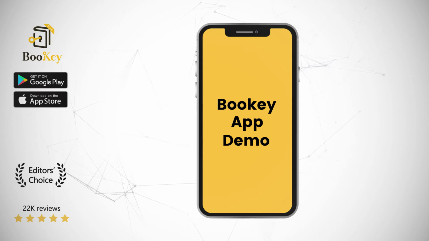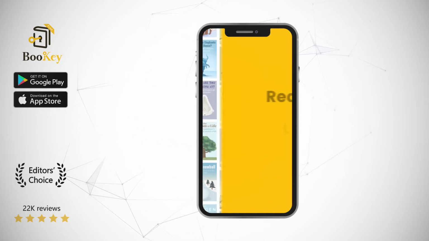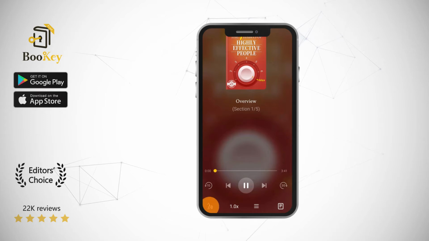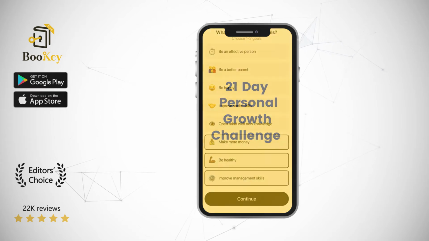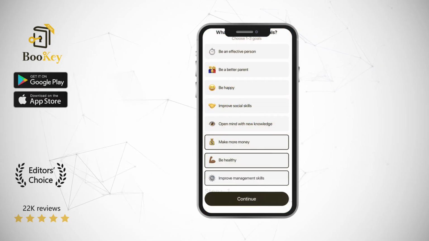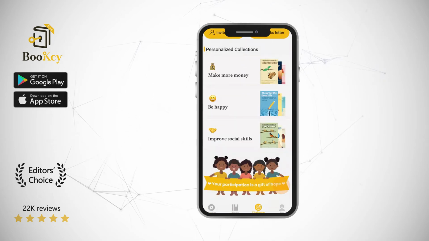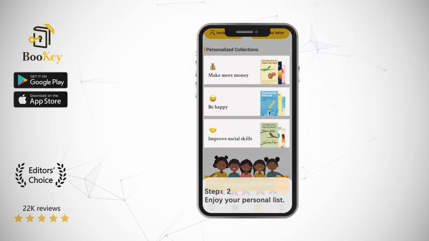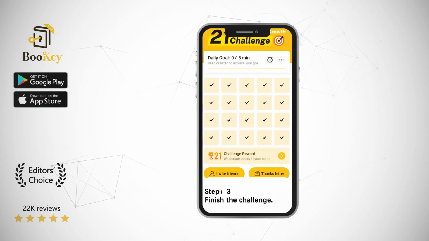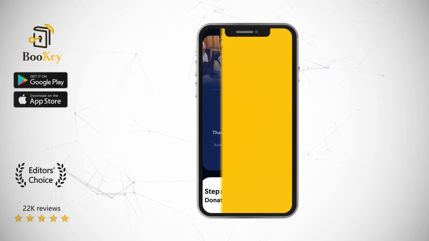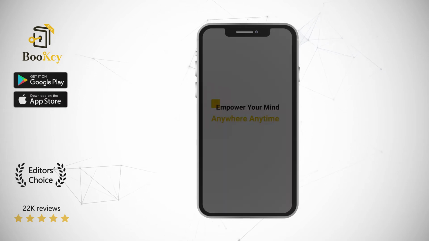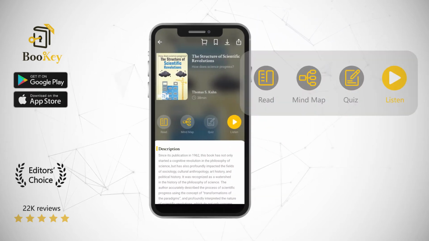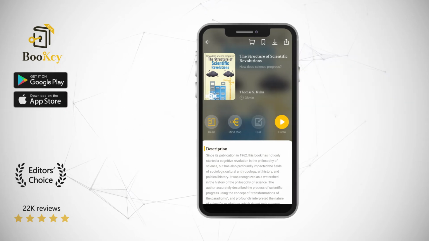The author Thomas S. Kuhn presented us with the common features of scientific progress, accurately described the process of scientific development using the concept of transformations of the paradigms, and profoundly interpreted the nature of scientific revolutions. In fact, scientific revolutions do not only concern the accumulation and progression of knowledge, but also a whole set of changes in world views and methodologies. Therefore, The Structure of Scientific Revolutions is publicly recognized as a watershed in the history of the philosophy of science.